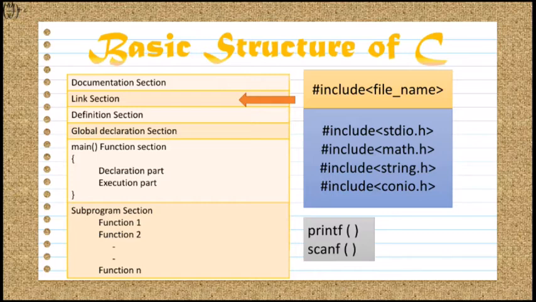Similarly, if you want to use mathematical functions like sqrt, which is used to find square root, sine function, which is used to find sine value, etc., these functions are included in math.h header file. So to use these mathematical functions, we must include math.h file in the link section.